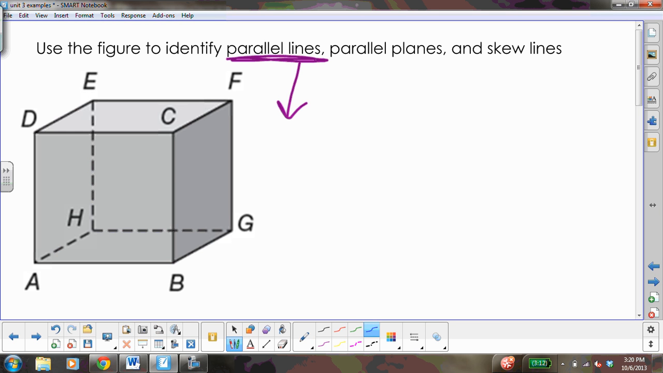The definition of parallel lines states that the lines need to be in the same plane and can never touch each other. So for example, if I look at this plane here on the side, line BG and line CF never touch each other. So I could say that BG is parallel to CF.